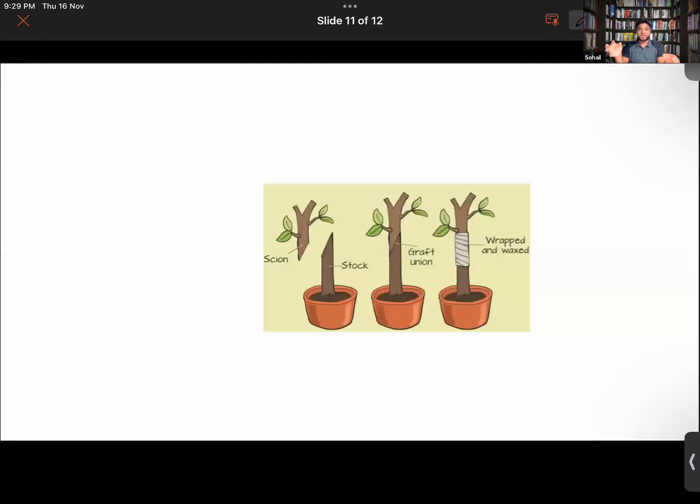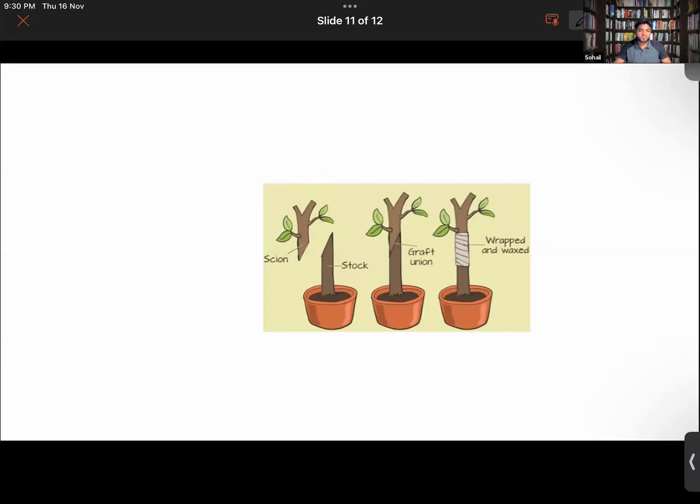Or I can take the root system of one plant and the shoot system of another plant, but both of them have to be of the same species, or at least of the same genus. For example, if I take two plants, at least they have to be mango plants. I can take the shoot system of one plant and the root system of another plant, and basically join them together. So that is grafting. Getting it now? So these are some of the ways of asexual reproduction.